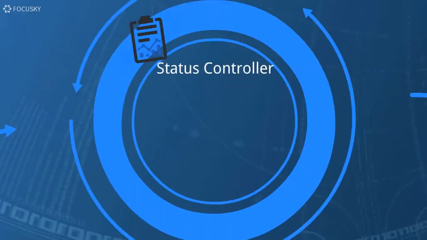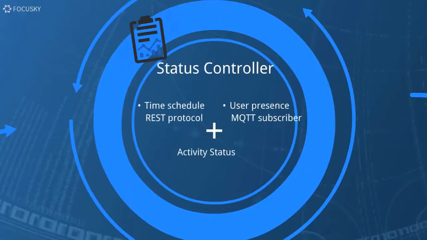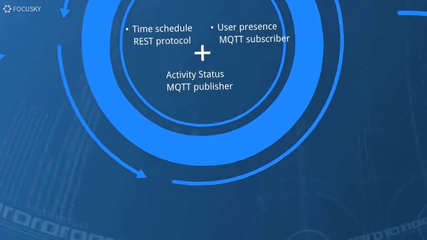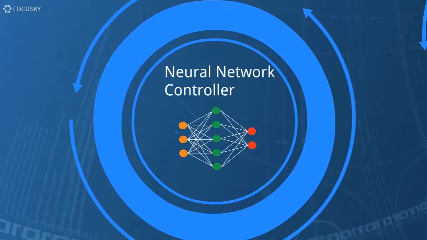There is a status controller which requests information about user presence as an MQTT subscriber, and through REST protocol asks the environment catalog about the time schedule in order to produce an activity status associated to a particular moment of the day, and publishes it through MQTT to the other controllers and to the ThingSpeak adapter, which will use them for the neural network analysis. The neural network controller retrieves from ThingSpeak every week the status collected from the ThingSpeak adapter and sends the predicted user presence of the following week.